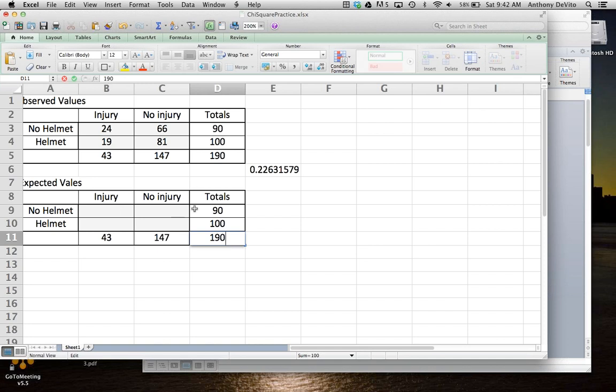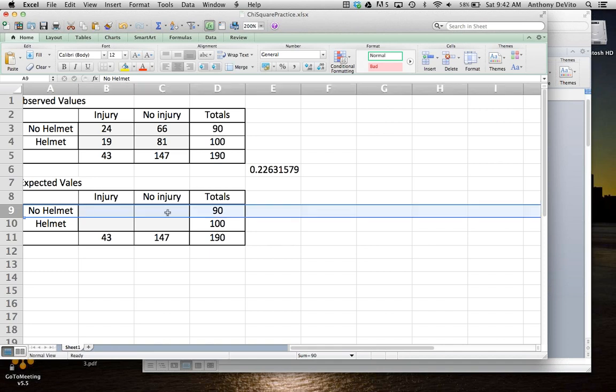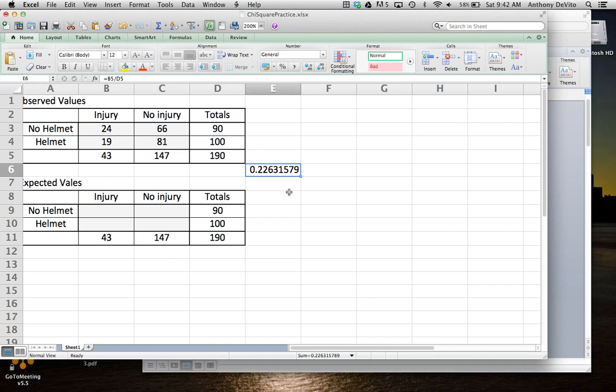So we would expect the people that didn't wear a helmet, if helmets don't provide any kind of protection, to have head injuries at the same rate as people that did wear a helmet. And we know that overall that rate is 22.5%. Okay, so how many people out of 90 would we expect to have a head injury if you didn't wear a helmet? Well, there's 24 people in real life, but we would expect that out of 90, 22% of them would have a head injury.